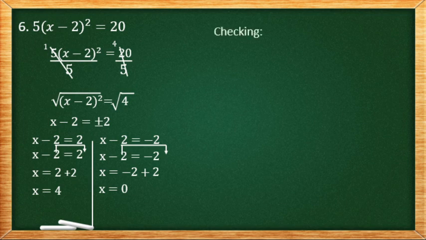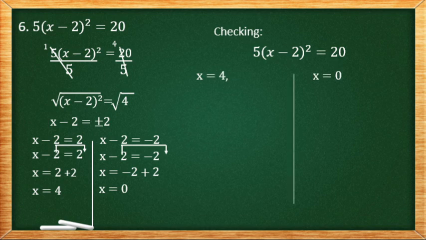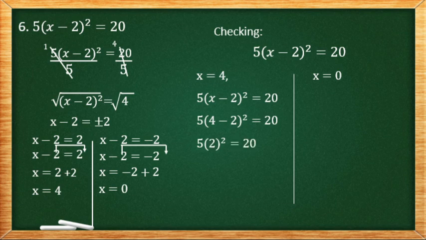So check natin. With the given quadratic equations, 5 times of x minus 2 squared is equal to 20, with the value of x, 4 and 0. Okay, substitute the value of x first, 4. 5 times of 4 minus 2 squared is equal to 20. Subtract first 4 minus 2 and the answer is 2. So that's why 5 times of 2 squared is equal to 20. 2 squared is equal to 4. That's why 5 times 4 is equal to 20. So 20 is equal to 20, true.